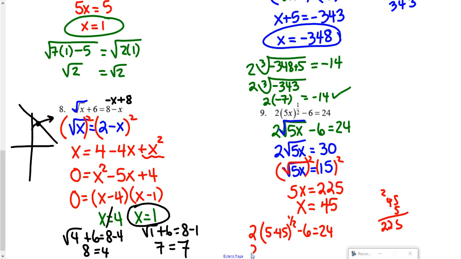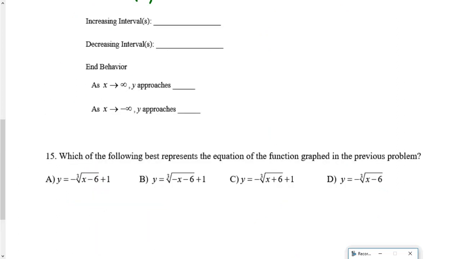225. So I have 2 times the square root of 225 minus 6. Square root of 225 is 15. 15 times 2 is 30. 30 minus 6 is 24. This worked out. X equals 45 is my solution to that equation. So the equation that I just found right there was A.